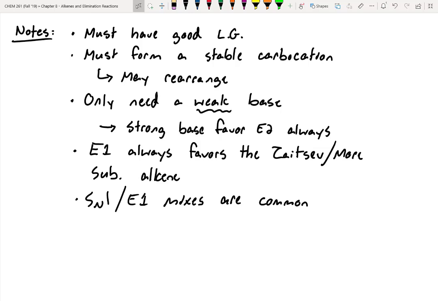Yep. Yeah, that's a good question. So the question was, in this first part, we said we must have a good leaving group. What if we have a bad leaving group, like our alcohol? How can we turn an alcohol into a better leaving group? We can protonate it. That's one method. What's the other method? Tosylate it. So just like we saw in our substitution chapter, we can either protonate or tosylate an alcohol to turn it into a better leaving group. That's a great question.